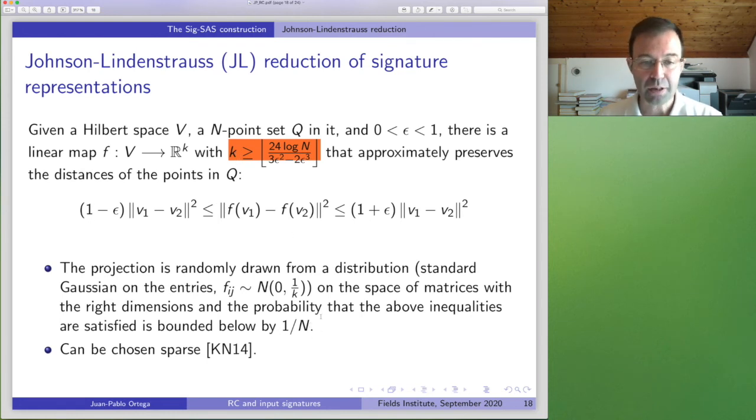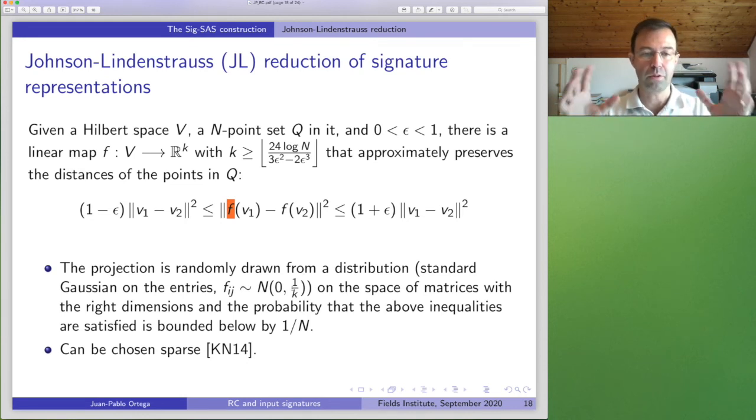And the reason why I call these random projections is because there is an improvement of the Johnson-Lindenstrauss lemma that tells you that you can build this F by basically randomly drawing a matrix of dimension K by dimension of V. You just draw randomly this matrix with normal entries, IID, and then you can actually bound the probability that the F is going to do this job.